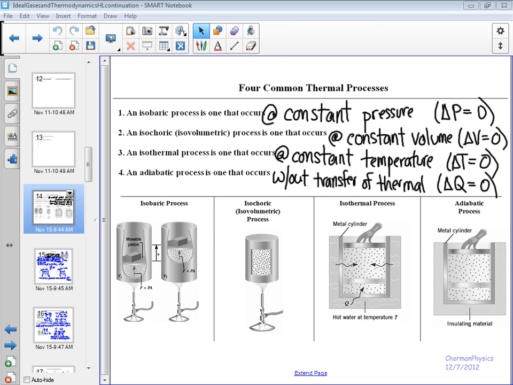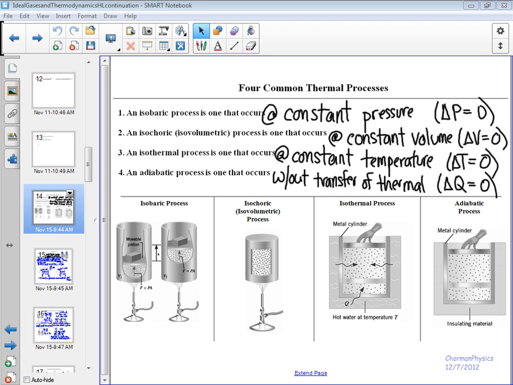When we deal with thermodynamics, we're going to deal with many different types of processes, basically those that deal with controlling our state variables. And so we have four processes that you need to be familiar with. All these different terms here are new ideas. So the first one that you need to be familiar with is an isobaric process.